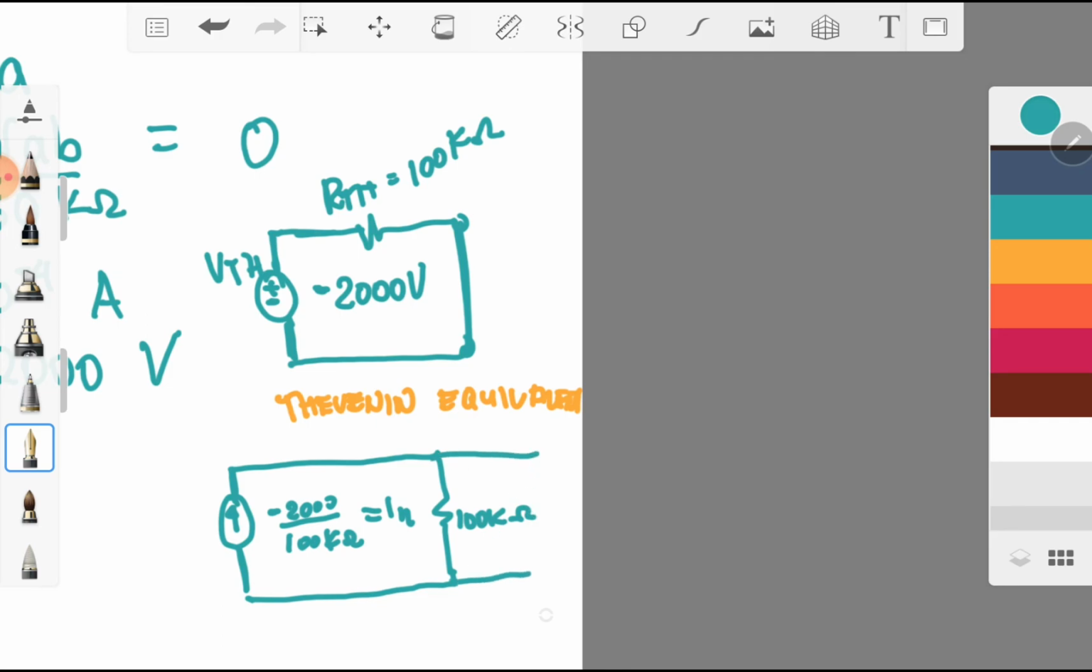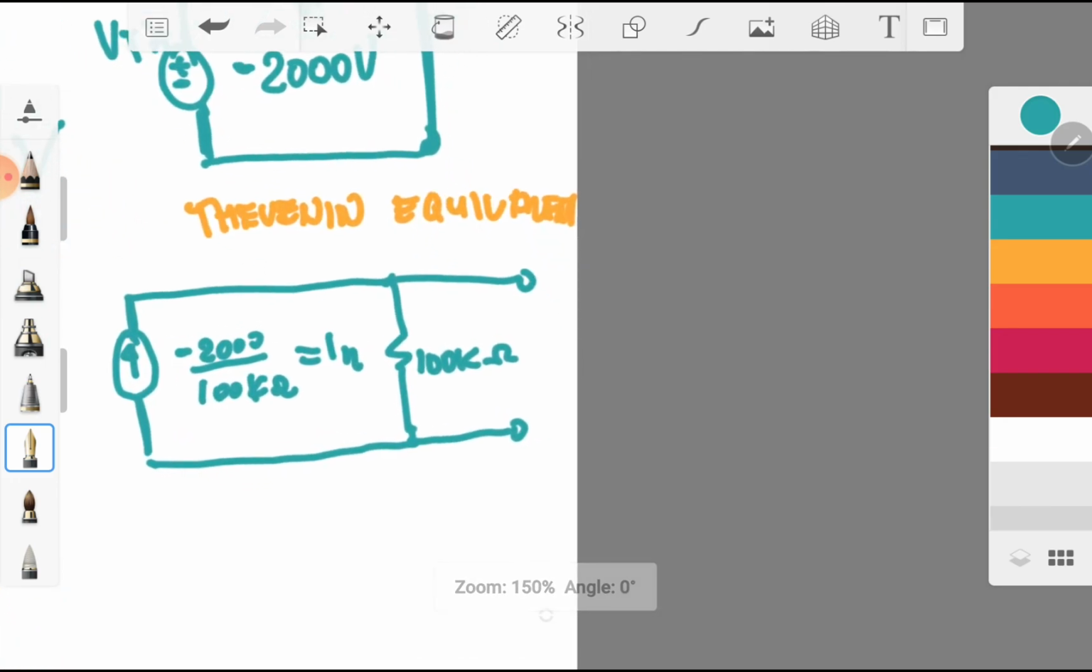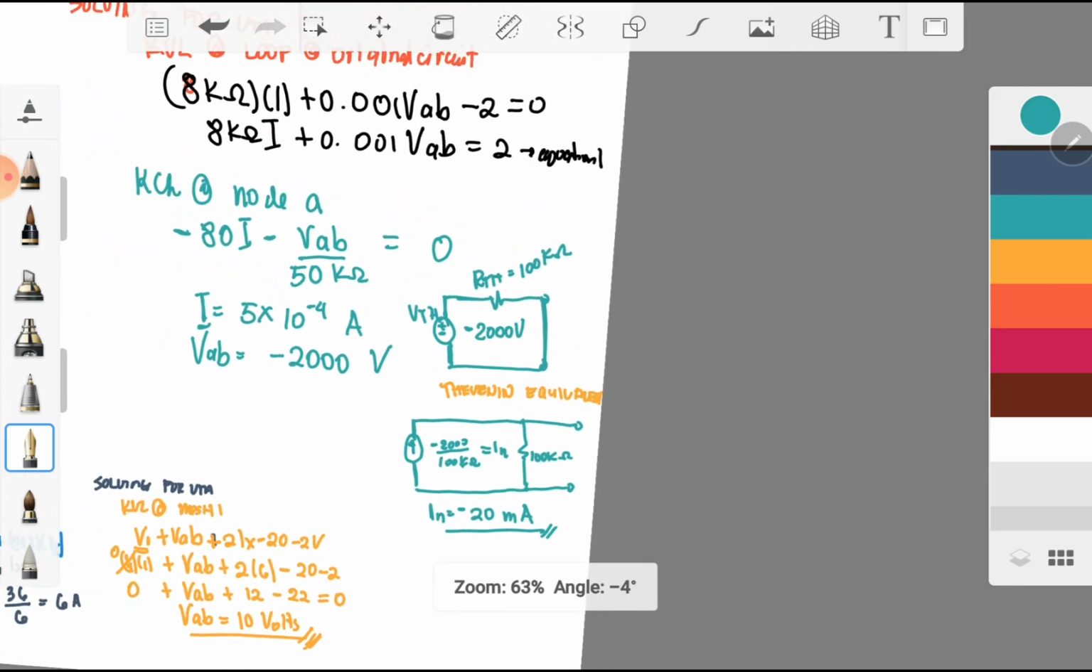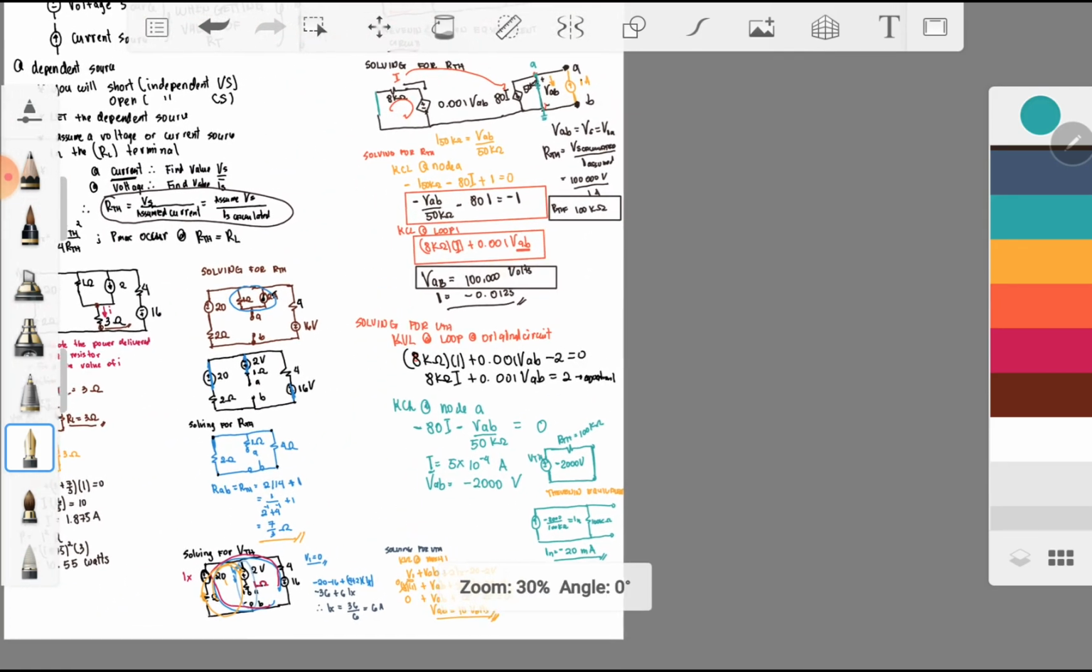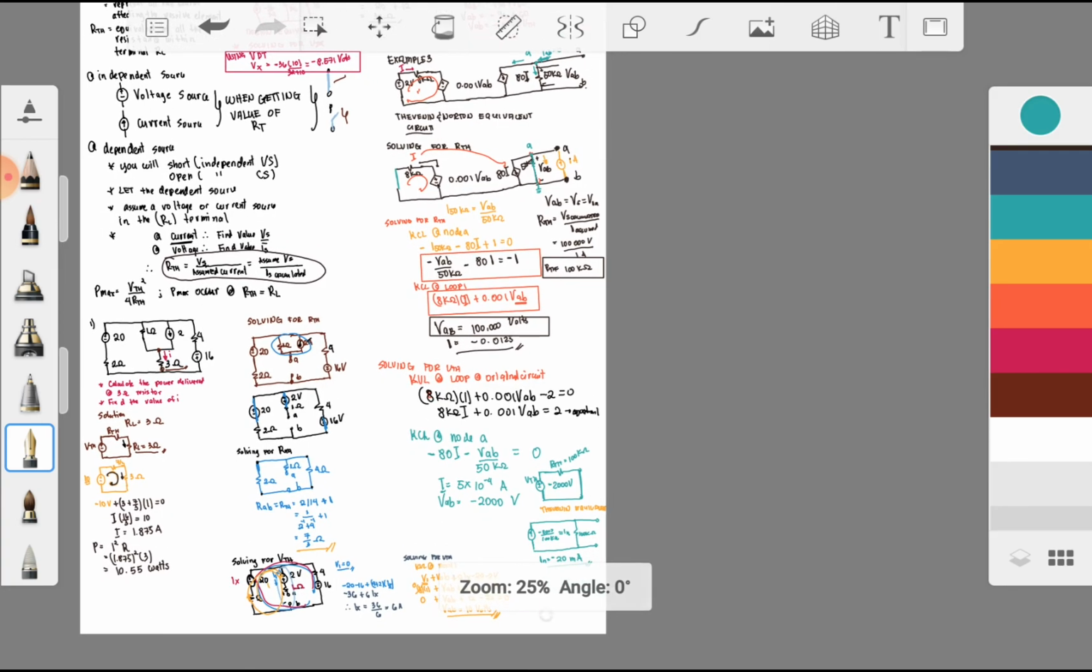and then an open terminal for your RL. So we have negative 2000 divided by 100 times 10 raised to 3. So we have IN is equal to negative 20 milliampere. Okay, this is for the examples of our Thevenin equivalent.